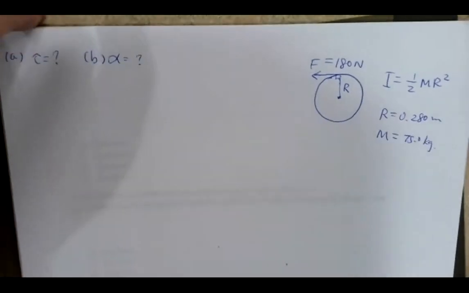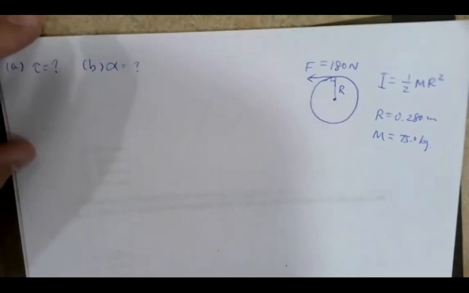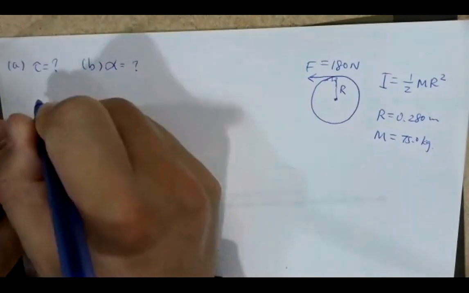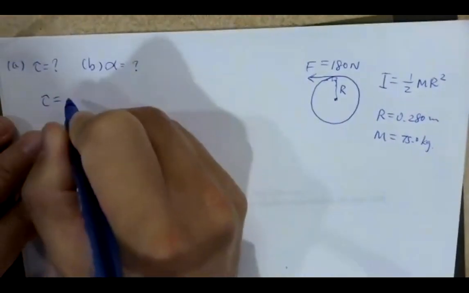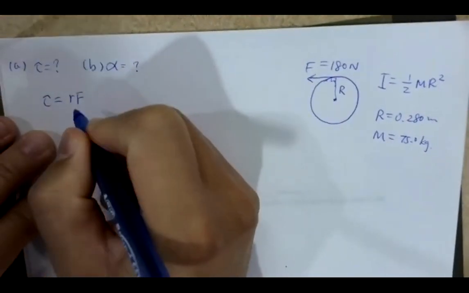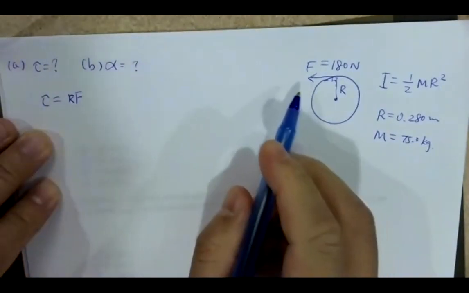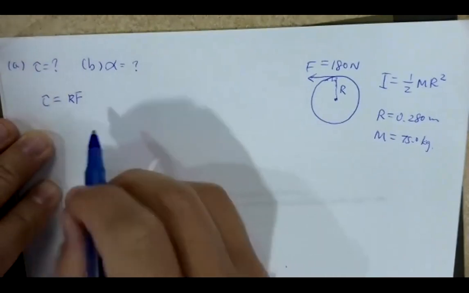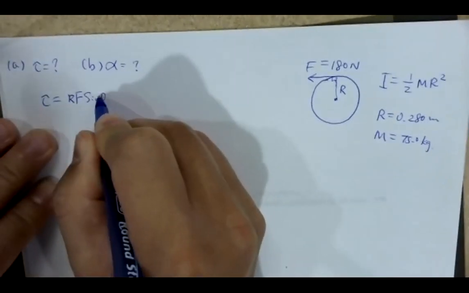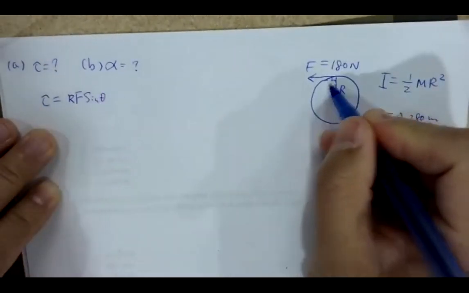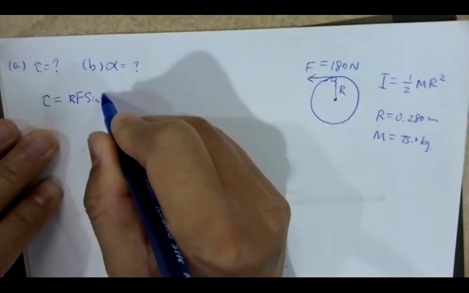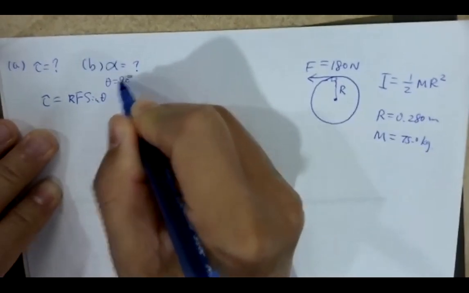All right, so let's take a look here. Part A is asking what's the torque. In this case, torque is equal to R times F, because R and F are perpendicular to each other. Now the full expression should be R F sine theta, right? If you remember, in this case theta is equal to 90 degrees, so sine theta will be 1, right?